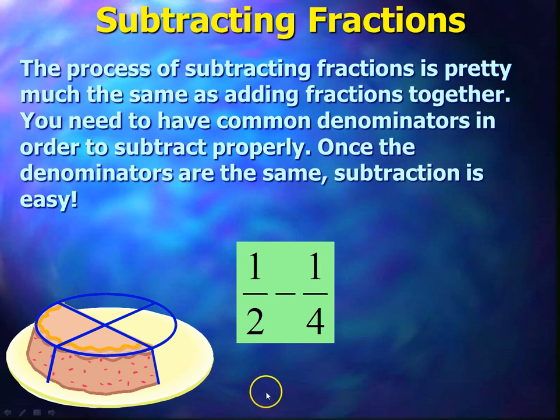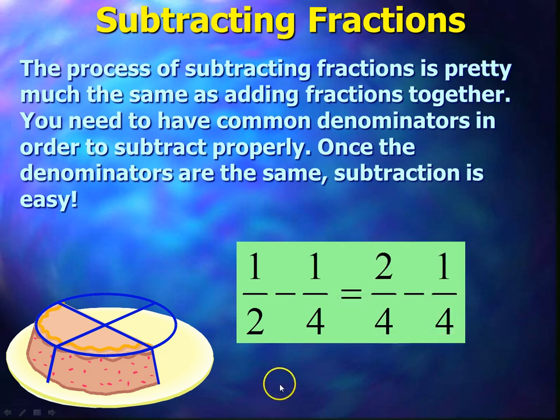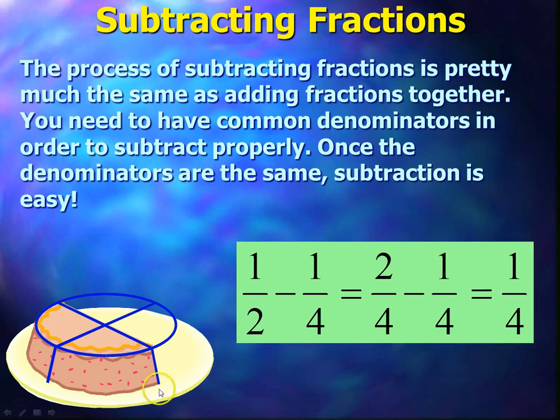Well, looking at this example, it is pretty easy to see. So we actually end up with 2/4 here, subtract 1/4, and we're left with 1/4 of the original cake left. So of the original cake, half of it was left. If I ate 1/4 of the original cake, I'm left with 1/4 of the original cake in the end. This is a pretty easy example.